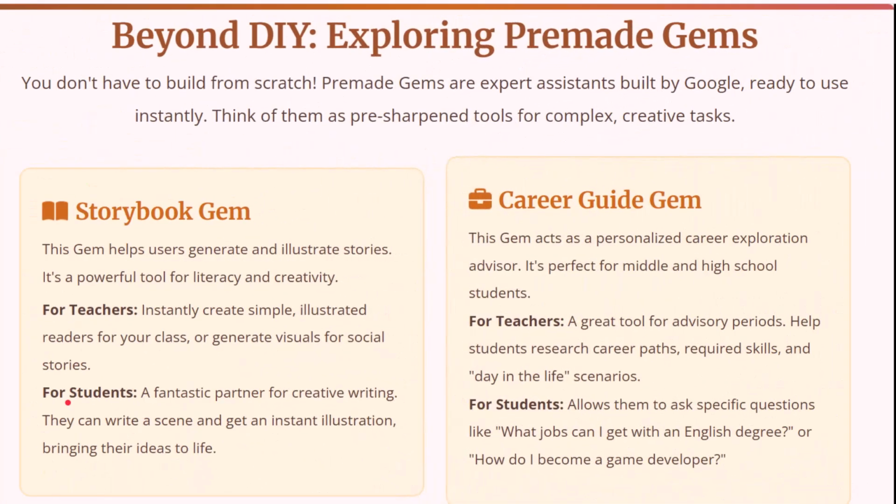So now we talked about how to make a gem. There are actually pre-made gems for you, all ready to go. There is a storybook gem, which is insanely fun. As a whole class, you could have your class brainstorm ideas on what they want in this book, and it will create it, and then you could show it to your class on your ViewSonic board, CleverTouch, or whatever you have. You could also think about it for social stories.